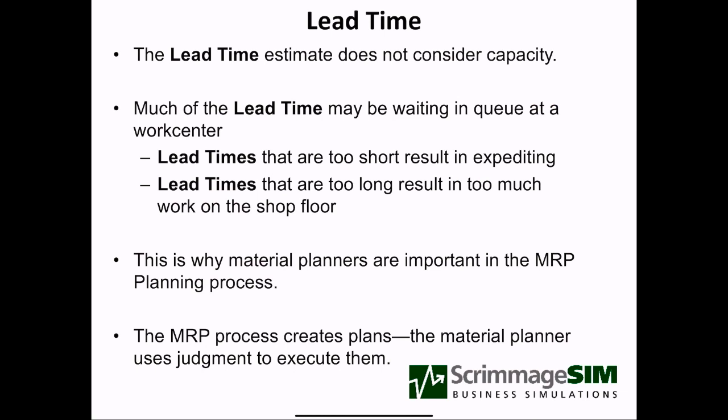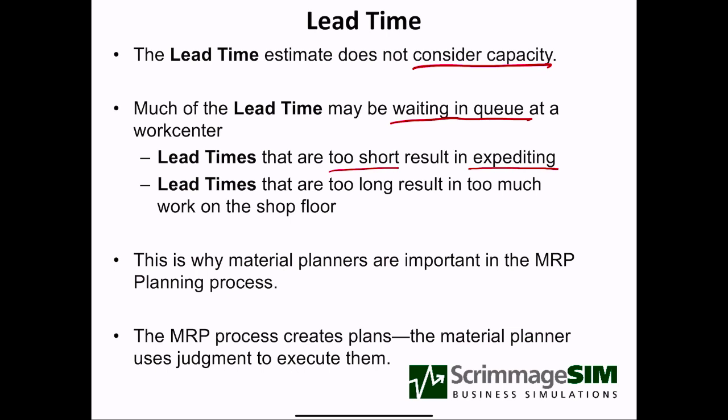Again, lead time does not consider capacity. In practice, much of lead time may be waiting in queue or waiting at particular work centers when you're talking about more complicated manufacturing components. If lead times are specified that are too short, this will result in expediting on the shop floor. Production supervisors will start to put rush tags on certain orders that are becoming late and overdue because the lead time wasn't long enough. Soon those rush order tags are being superseded by super rush order tags of a different color as more and more expediting leads to more and more confusion.